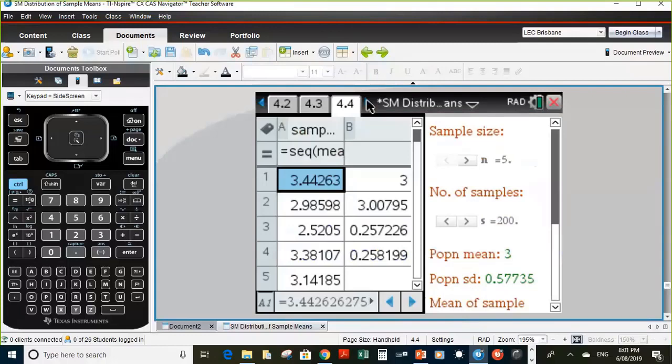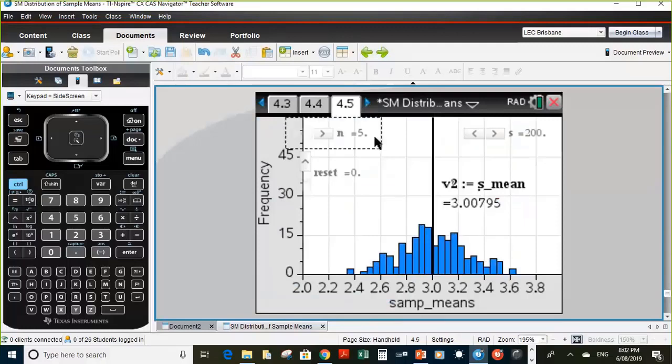So again, we've got our lists and spreadsheet on the left-hand side, and we've got our notes application on the right-hand side. We've got 200 samples of sample size 5, so it's a nice idea to have a low sample size, and the spreadsheet houses 200 sample means. Let's look at a picture of that.